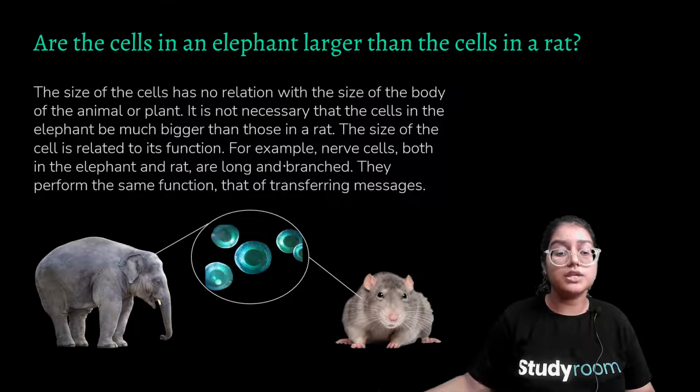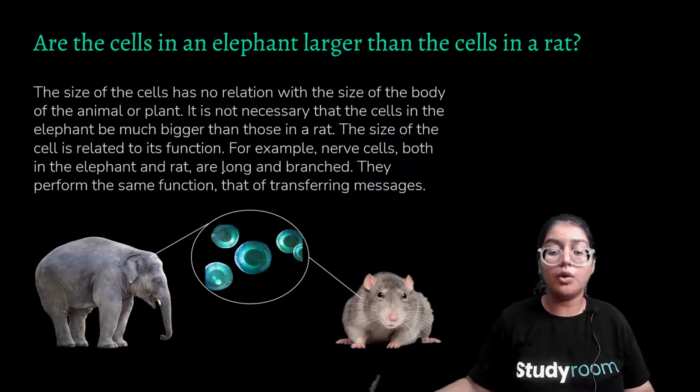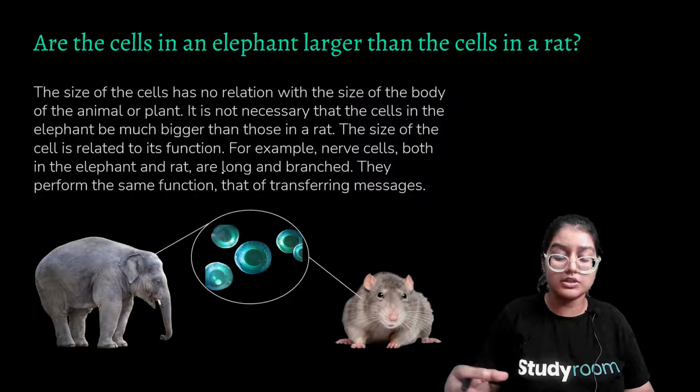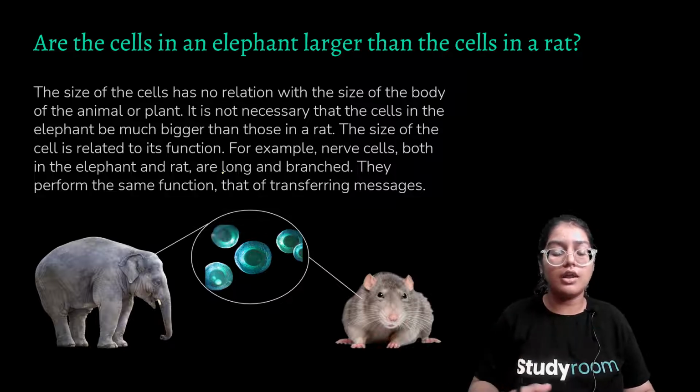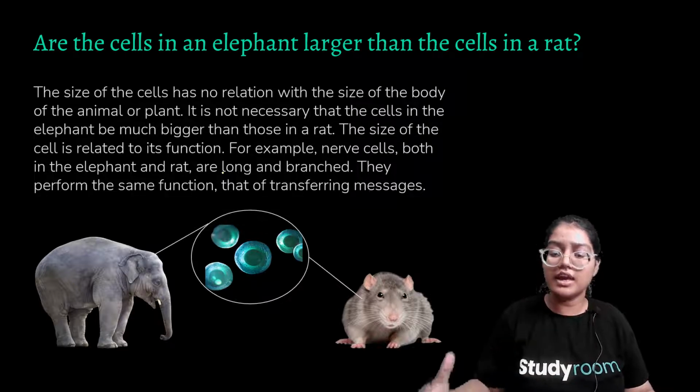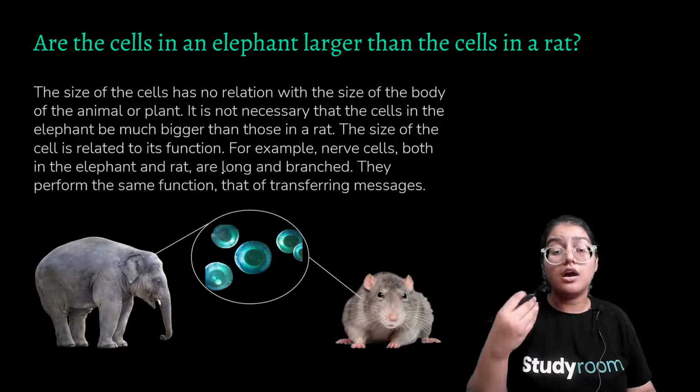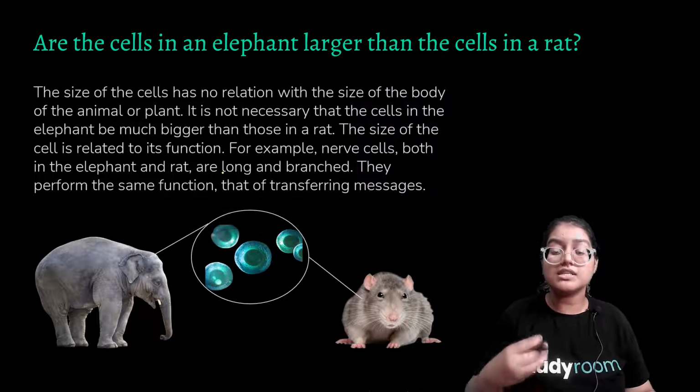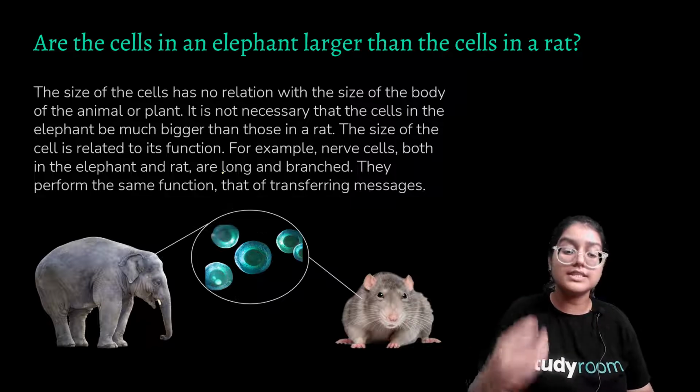For example, nerve cells both in elephant and rat are long because nerve cells are the longest cells. So both in elephants and in rats, the nerve cell would be of the same size. They would perform the same function of receiving and transferring messages. So the size of the body of an organism has nothing to do with the size of the cell.